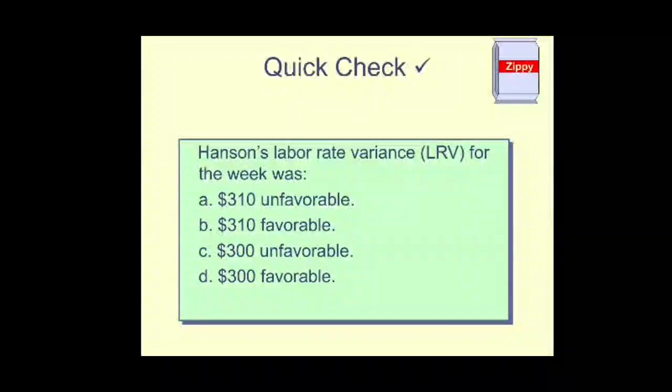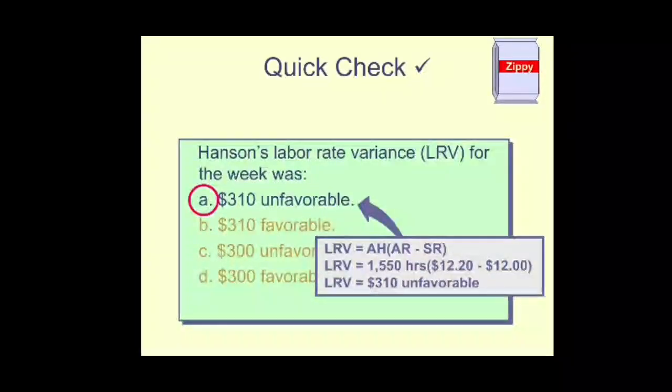Okay, now the question asks you to calculate labor rate variance. Remember, labor rate variance is related to the dollar paid by the business to the workers. So you use the formula: labor rate variance equals actual hours times actual rate minus standard rate. So the answer is $310 unfavorable, unfavorable because the actual rate is higher than the standard rate.